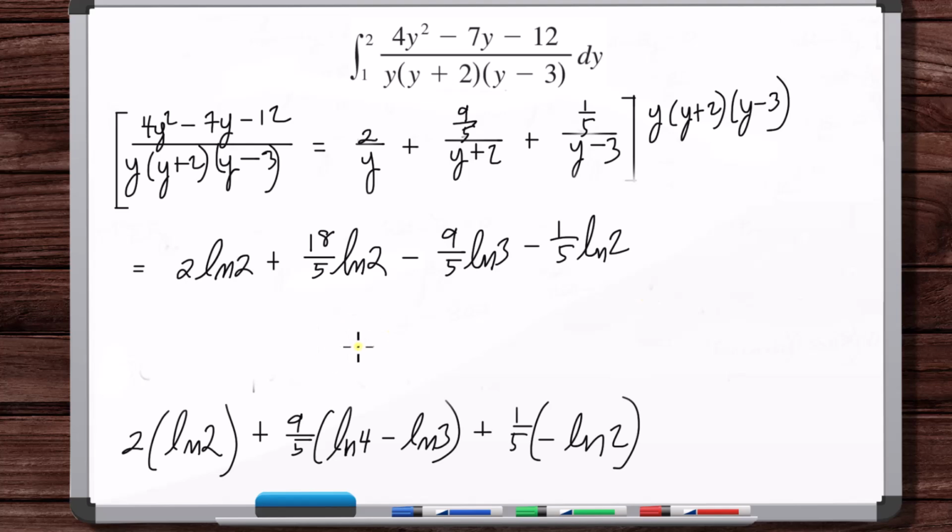18/5 minus 1/5 is 17/5. 2 plus 17/5 is, so 10/5 plus 17/5 is 27/5. So 27/5 natural log of 2 minus 9/5 natural log of 3. And that's the integral.